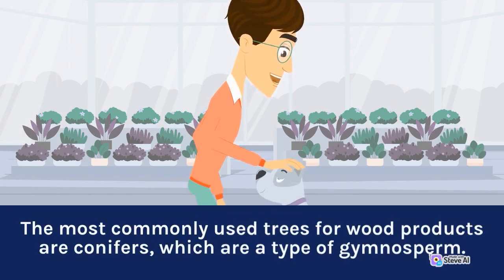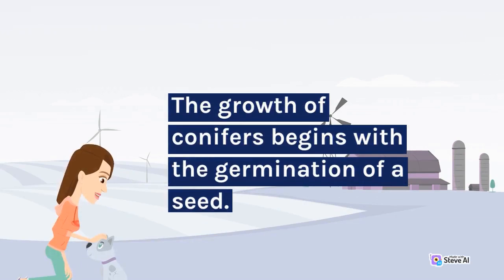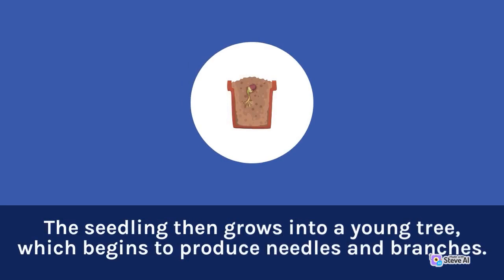The most commonly used trees for wood products are conifers, which are a type of gymnosperm. The growth of conifers begins with the germination of a seed. The seedling then grows into a young tree, which begins to produce needles and branches.